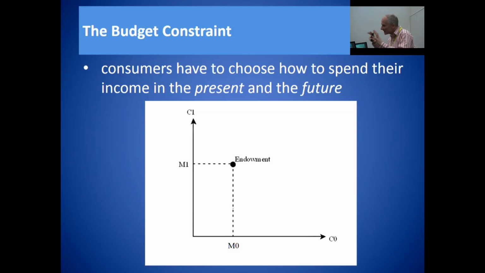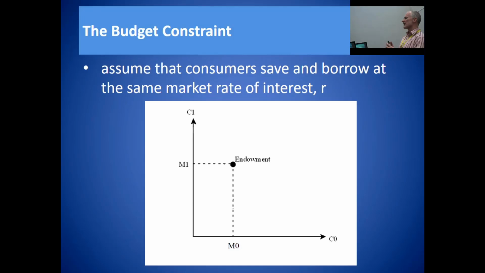How, though, do they allocate that income towards consumption in the present and the future? Well, think about it. You've got a certain amount of income in the present. Do you have to spend all of that income in the present? Or could you perhaps save a little bit and put whatever you save towards consumption in the future?